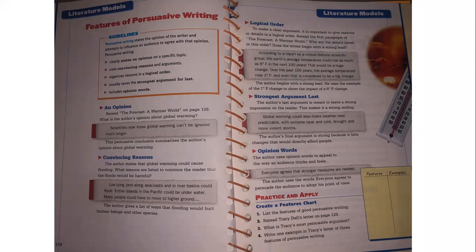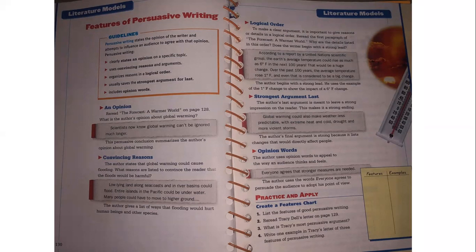Okay, and next, the strongest argument last. All right, the author's last argument is meant to leave a strong impression on the reader, which is what makes it a strong ending. Global warming could also make weather less predictable with extreme heat and cold, drought, and more violent storms. So this would directly affect you. It would affect every reader. We wouldn't be able to predict the weather, extreme heat, extreme cold. It would be difficult to live, drought, and storms. And the storms will become more violent.